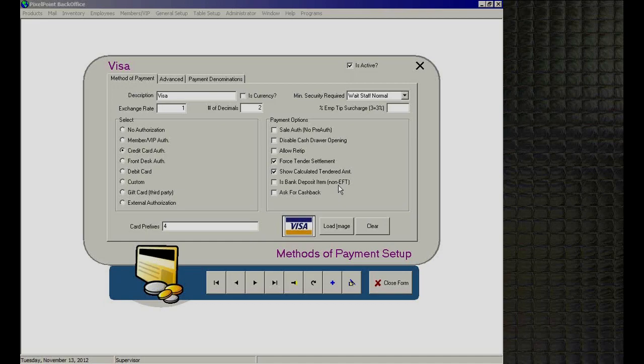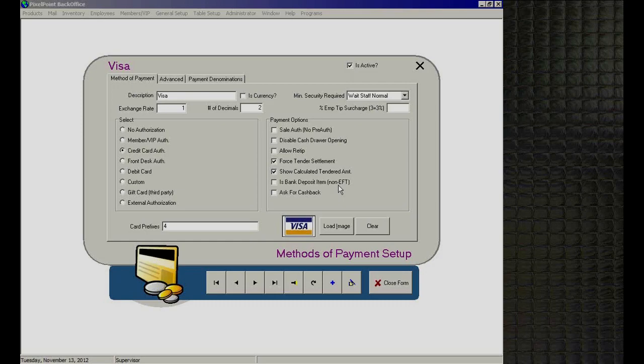So this is an item, whatever this method of payment happens to be. If you check on it, that means that this method of payment will be included within your bank deposits. Now, it's also flagged here as non-EFT, electronic funds transfer. That's what EFT stands for. Now, Visa, for example, is a credit card, okay, and the funds are transferred electronically. Electronic funds transfer. So in this case, you do not need to take your Visa slips to the bank because you've already got them deposited electronically, the same with any other form of credit.